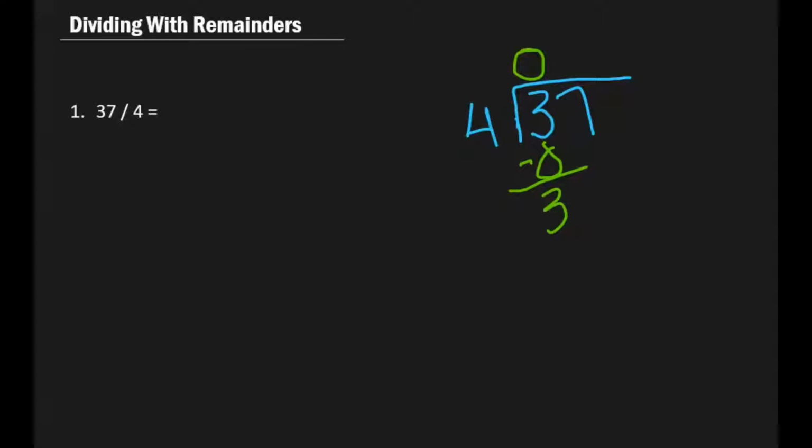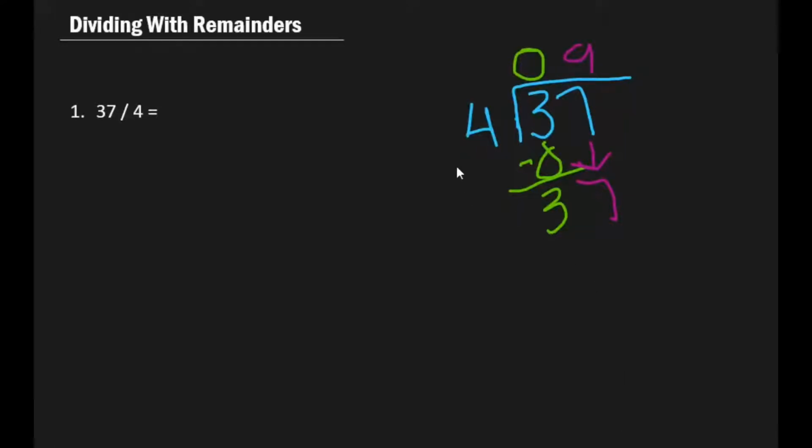Now we want to bring down the 7 next to the 3. And now we have 37. The next step is to see how many times 4 can go into 37. 4 can go into 37 9 times. So we're going to write a 9 up here.